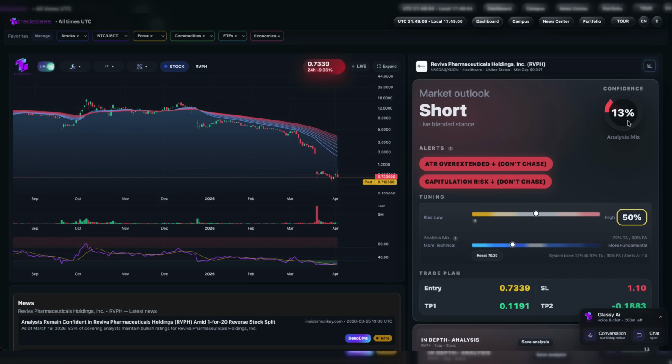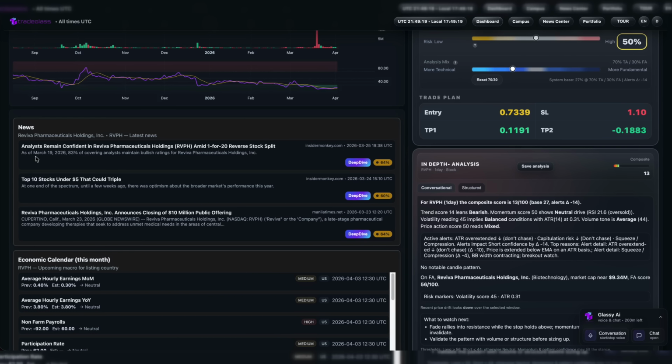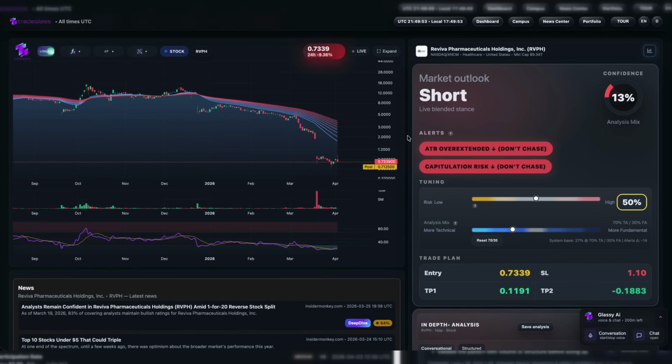So what happens is, confidence is at 13%. Many people might say, well, I'm a fundamentalist, and there are very good news about this stock. Yes, there might be. In fact, you can probably see right here on our interface in TradeGlass, there are 3 news about this stock. That might sound bullish at first glance. Analysts remain confident in Reviva Pharmaceutical holding amid 1-20 reverse split. That's great, but it didn't go so well in reality. Also, they are in a list of 10 stocks under $5 that could triple, probably, but not the whole picture here.